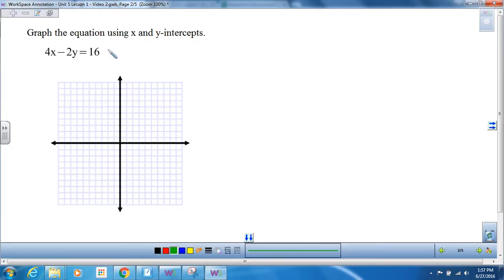Okay, so let's just review how to graph an equation in standard form. We're going to use x and y intercepts. You can put this in slope-intercept form if you like to do it that way, but usually these are easy enough to keep in standard form, but find x and y intercepts.